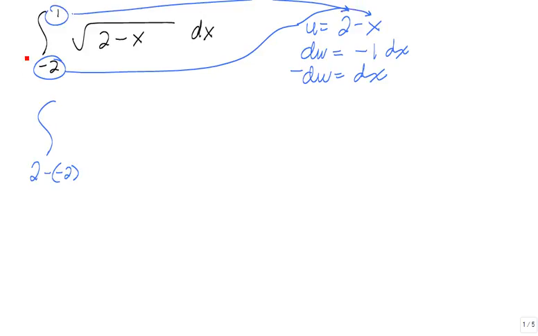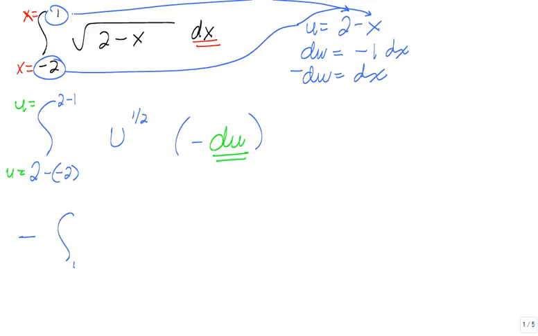See, because back here these were x values and everything was in terms of x. Here these are u values and everything's going to be in terms of u. So when I substitute in 1, I get 2 minus 1, u to the 1/2, minus du. So the negative comes in front. I'm going to do 4 to 1, u to the 1/2 du.